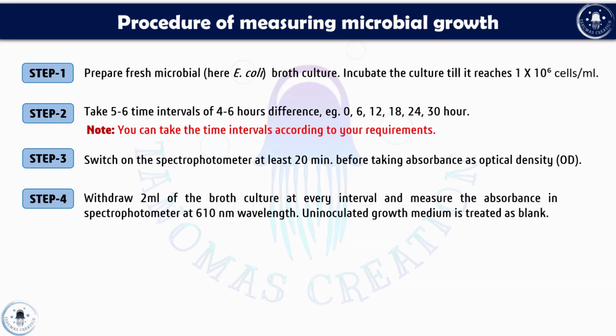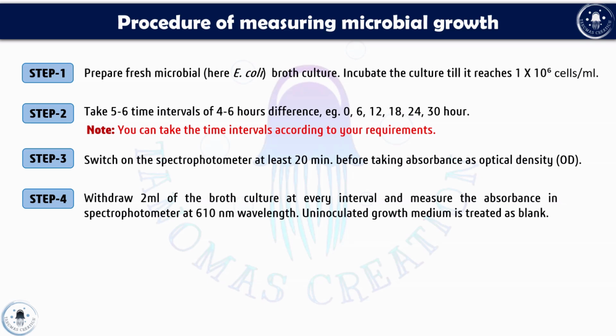Okay, so at every interval what you do, you take 2 ml of the broth culture from your culture and you put it back in the incubator again, and you measure the optical density using blank. So what is blank? It is the uninoculated growth medium where the culture is not given. Simply it is a medium only. It's a media. So therefore it is taken as a blank. So using this, optical density is taken against blank.